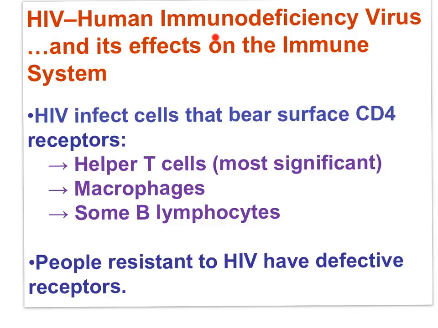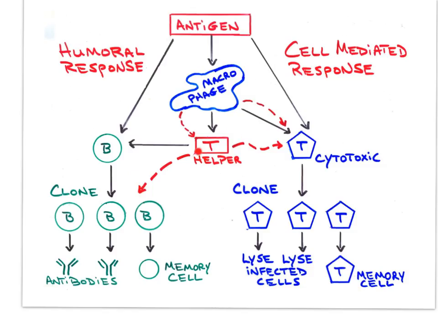HIV, the human immunodeficiency virus, infects cells that bear certain receptors such as helper T cells, macrophages, and some B lymphocytes. With the decline in helper T cells, there is real loss of active lymphocytes and a reduction in antibody production. Remember, helper T cells are stimulated directly by macrophages. Helper T cells help stimulate both B cells and cytotoxic T cells. HIV reduces the number of helper T cells, thus the entire immune system is compromised.